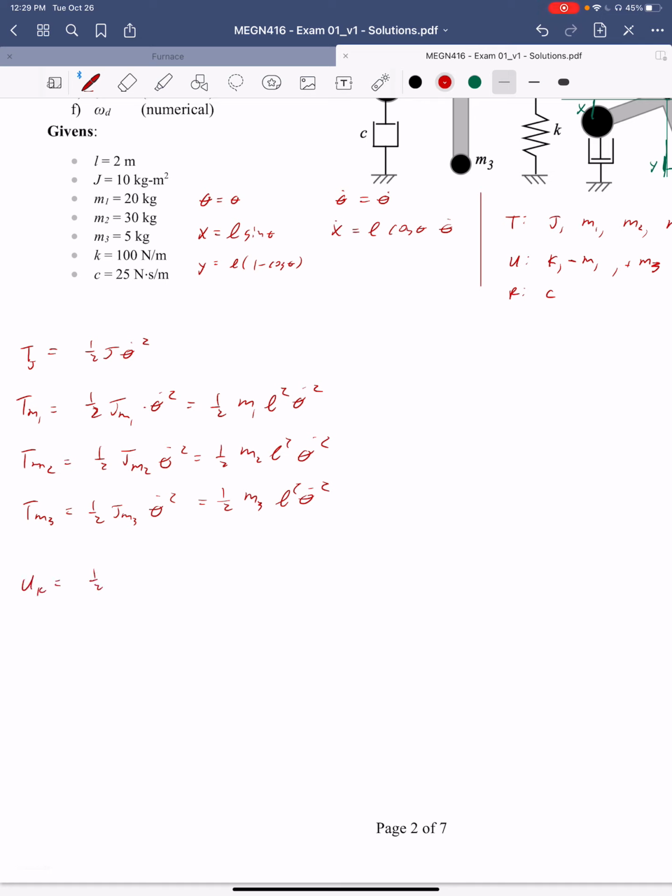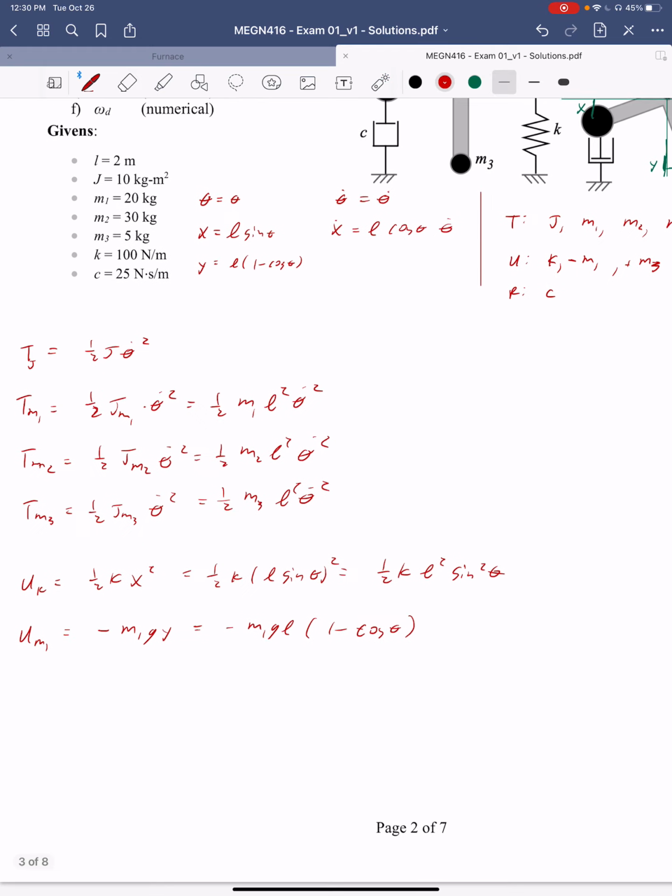So potential energy of a spring is 1/2 k x squared. So that's 1/2 k times L sine theta squared, and that equals 1/2 k L squared sine squared theta. And then the potential energy for that mass 1 is negative m1 g times y. That's the change in height. Negative m1 g L times 1 minus cosine theta. Because remember, I did all the geometric relationships earlier, so I don't have to think about them anymore. Now I just have to apply them.